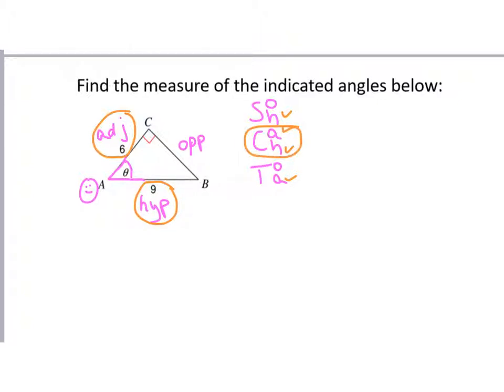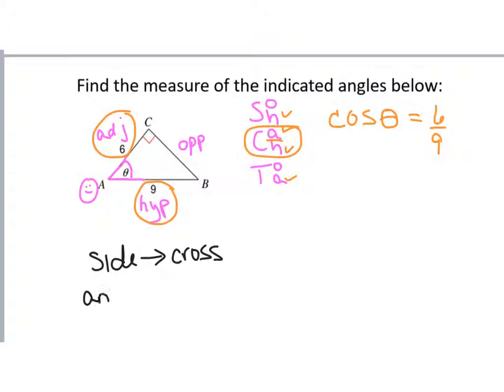The cosine of the angle I'm standing at, that weird circle with the line through it, the theta, equals cosine is adjacent over hypotenuse. So adjacent is 6, hypotenuse is 9. So remember, when we're looking for a side, we cross multiply. And when we're looking for an angle, we inverse. I can see right here it says I'm looking for the indicated angle. So I know this time I want to inverse.